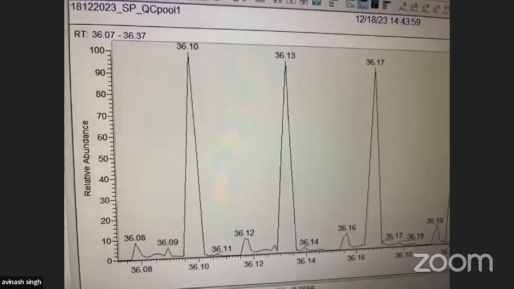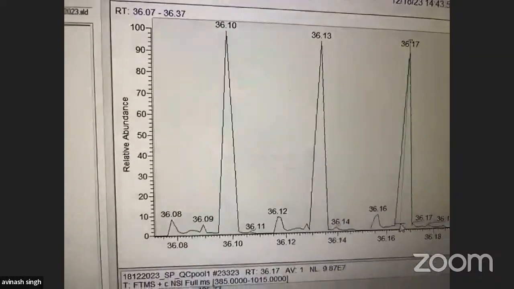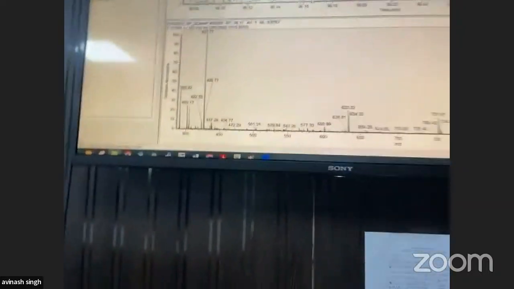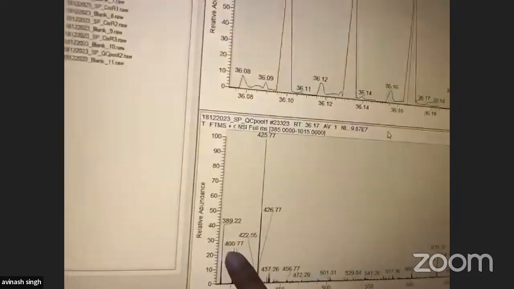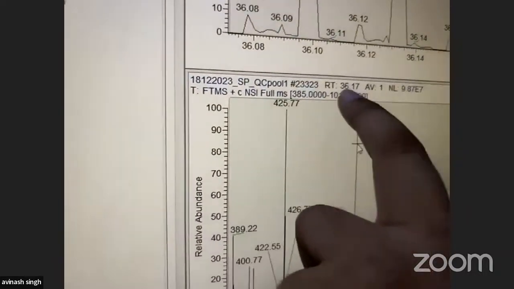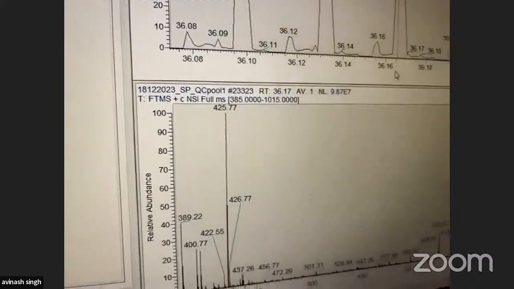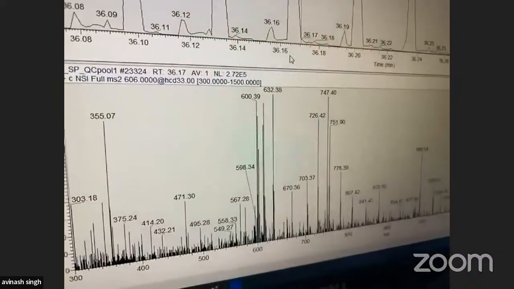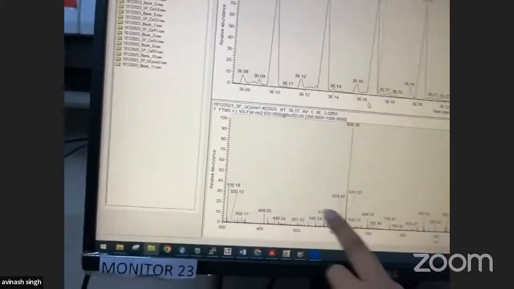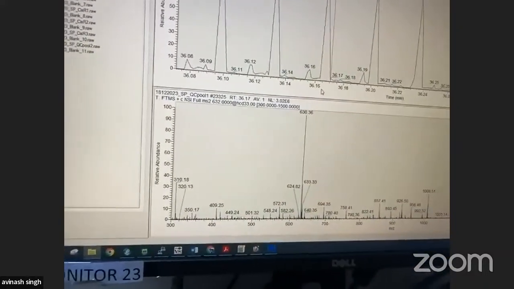To further visualize this, you can just click on that and see how many. The range is from 385 to 1015, and these are the total precursors acquired at the retention time of 36.17. Now if you want to look at how many MS/MS scans have been done, you can see all the MS2 fragmentation and how many MS1 scans have occurred.